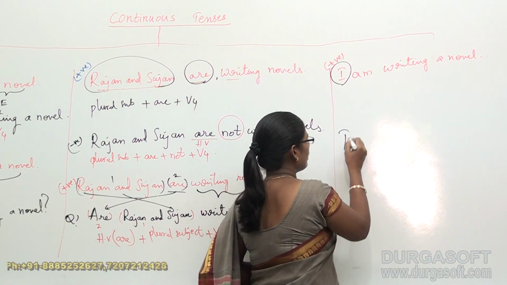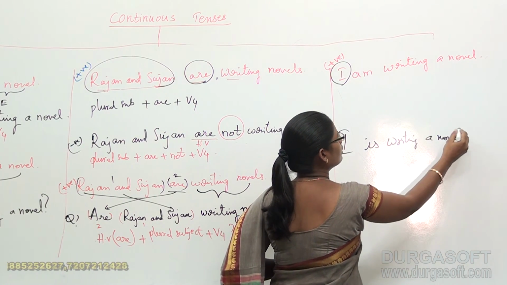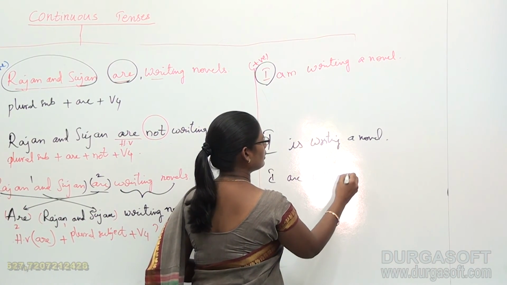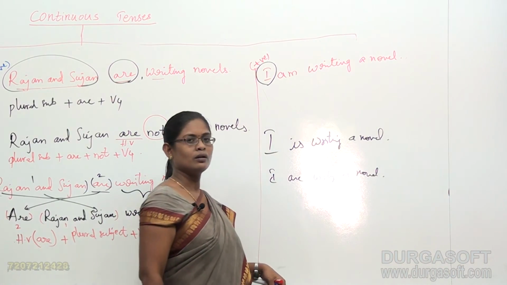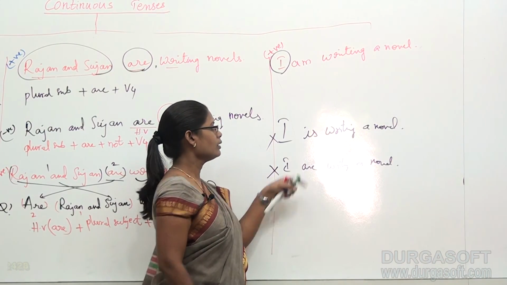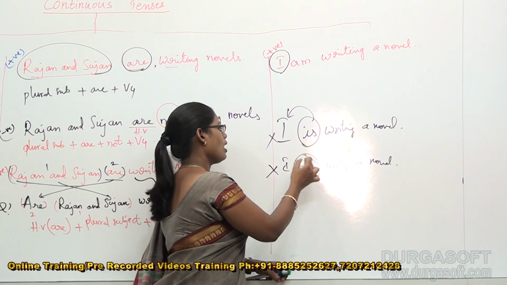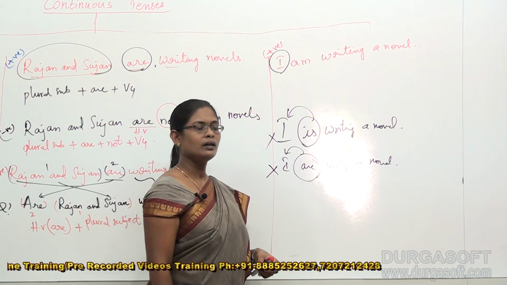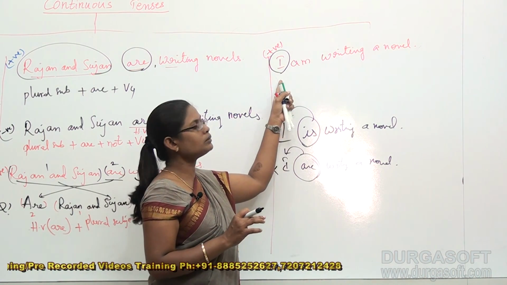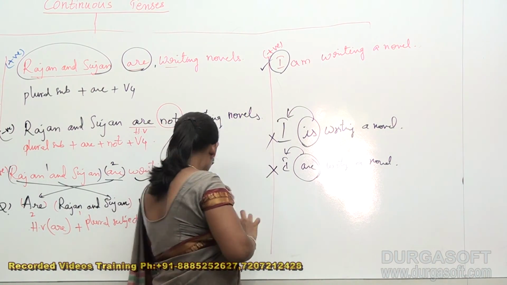It cannot be like I is writing a novel or I are writing a novel. No, these two sentences are wrong. Why? Because is cannot agree with I, and in the same way are cannot agree with I. The subject and verb agreement is wrong here. So the correct subject and verb agreement is am, and so we have taken am beside I.